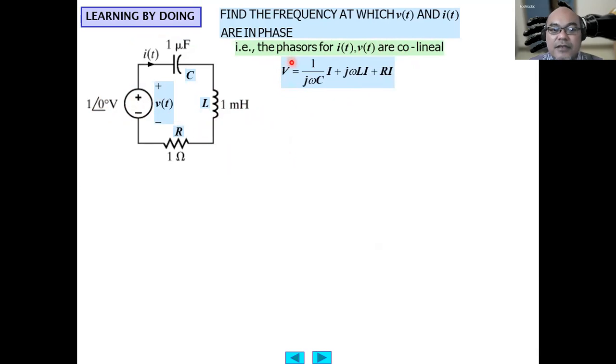So using KVL, Kirchhoff's voltage law, voltage equals the current multiplied by the admittance.